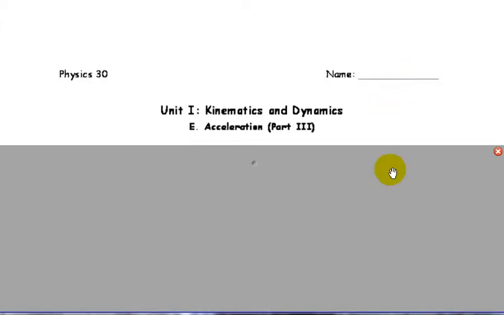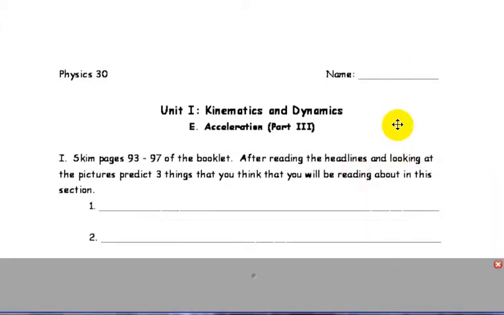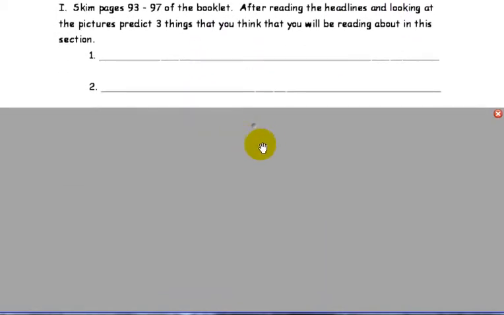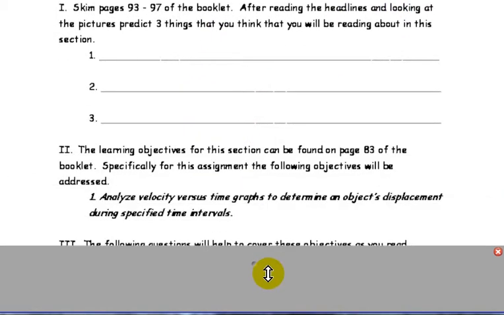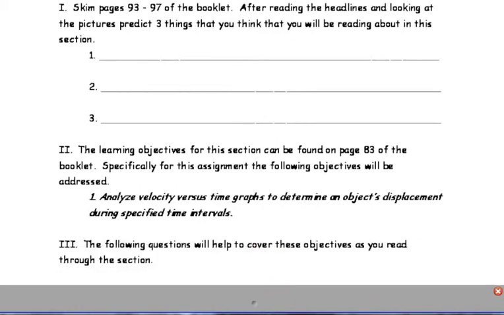This is the third booklet in the acceleration section. So it deals with pages 93 to 97 of your book. And here we'll be looking at analyzing velocity versus time graphs to determine an object's displacement during a time interval. So previously we looked at using a VT graph to figure out acceleration. This one is going to be used for displacement.